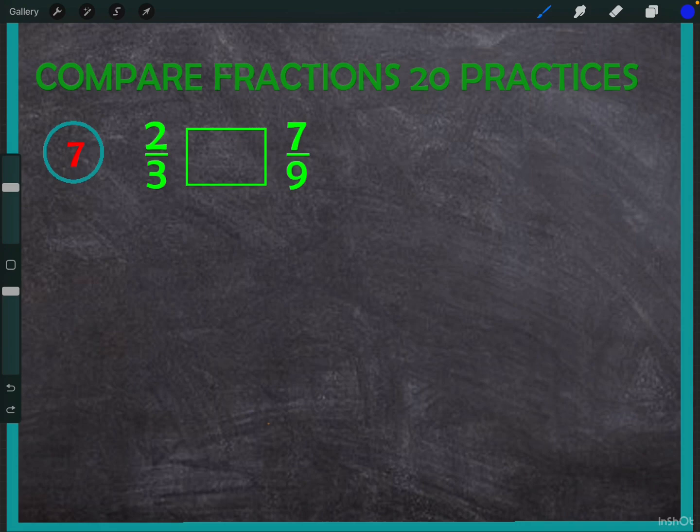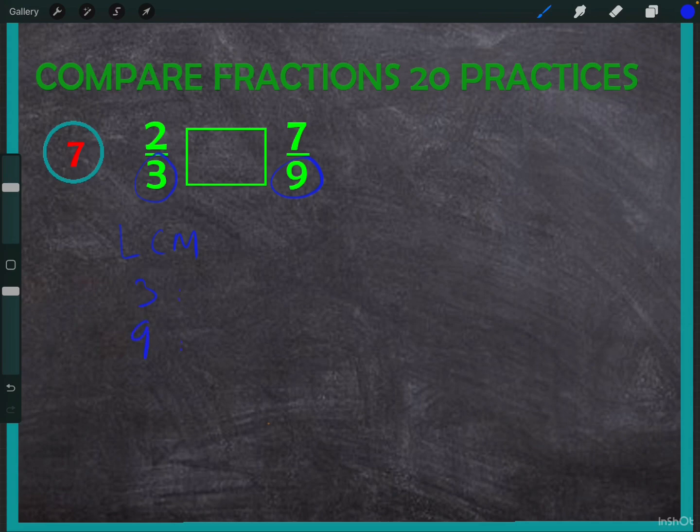Practice 7. We have two fractions, 2 over 3 and 7 over 9. These two fractions have different denominators, 3 and 9. To compare them, we must find out the LCM for number 3 and number 9.